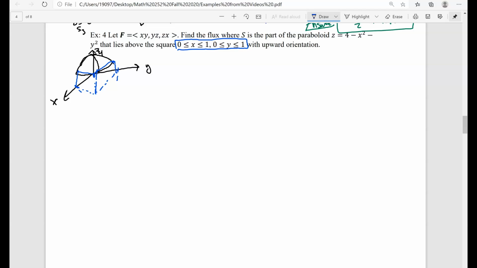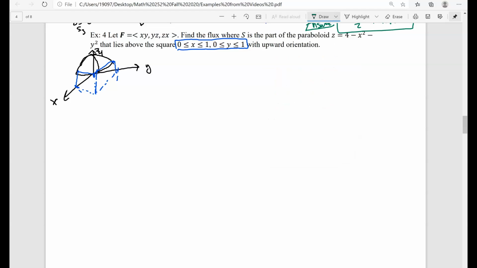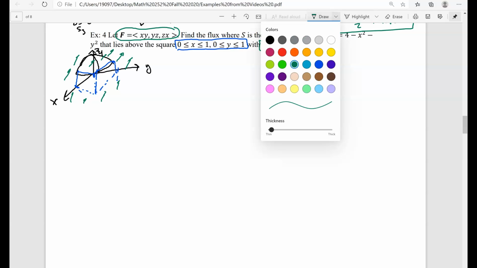Okay? So we want to find the flux. Obviously there's a vector field that's being acted on here, and there's some flux going on. Water, for example. This might be like a part of your umbrella. You want to know in the upward orientation. So we want to make sure that all of our vectors are pointing upward. In order to find the flux, let's first start parametrizing this particular surface.